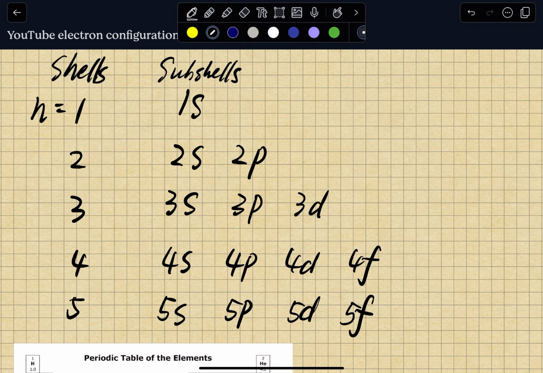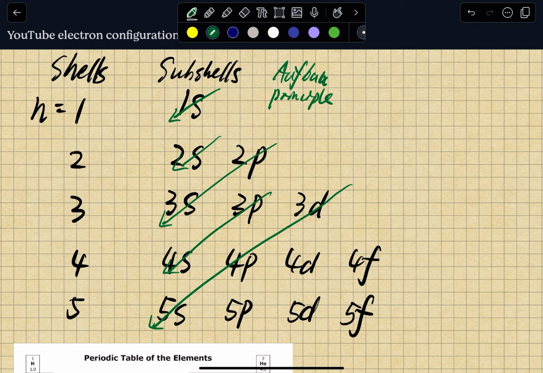For each atom, to write the electron configuration, we have to follow something called the Aufbau principle. I'm pretty sure I butchered the pronunciation, but the idea is you go like this. You go 1s, then 2s, and then 2p to 3s, and then 3p to 4s, and then 3d to 4p to 5s, and so on and so forth. It looks pretty clear, right? It's just those lines that I drew.